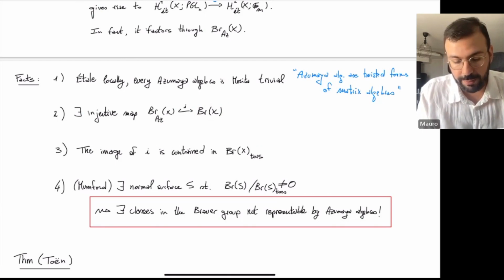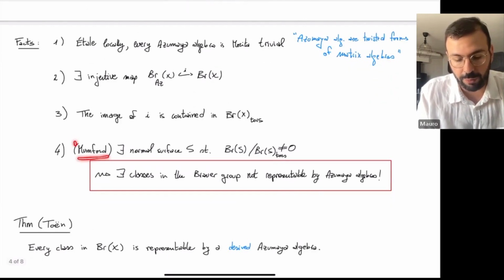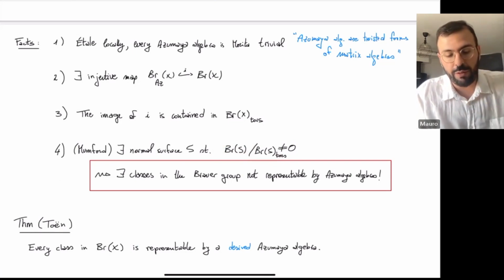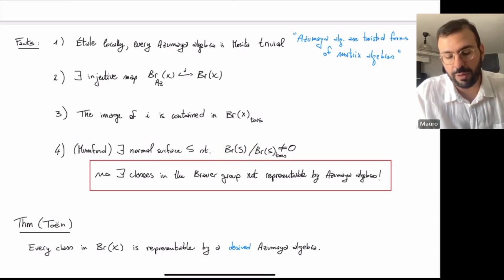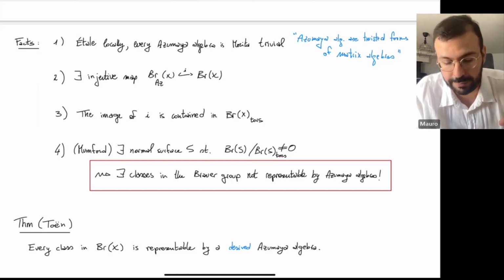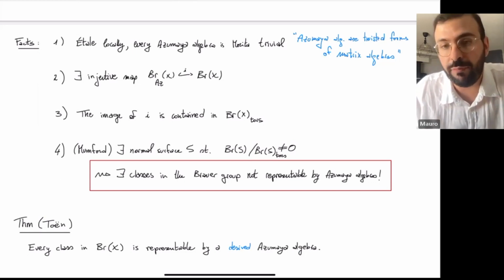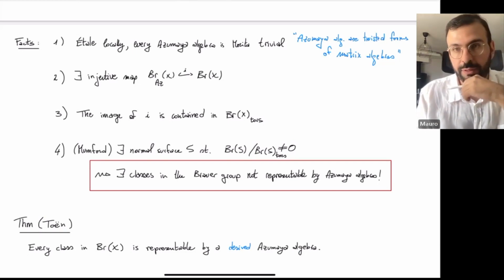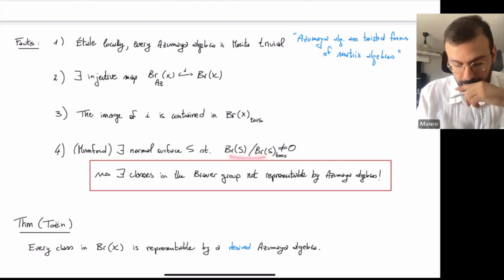And the second thing is that there is a famous example of Mumford where he constructed a normal surface that is not regular, such that there are many classes in the Brauer group that are not torsion. So in the end, if you put all these things together, typically when the scheme is not smooth, for instance, you expect to have classes in the Brauer group that are not representable by Azumaya algebras because they will not be torsion.